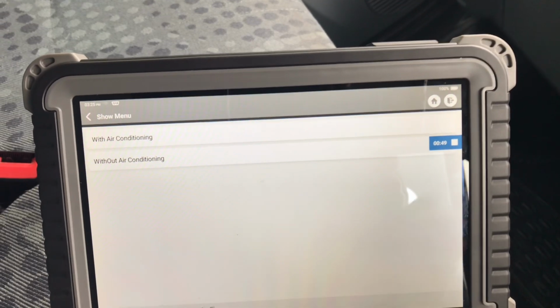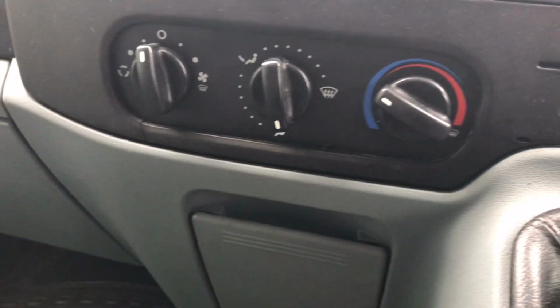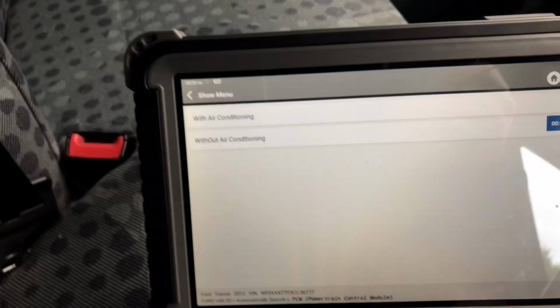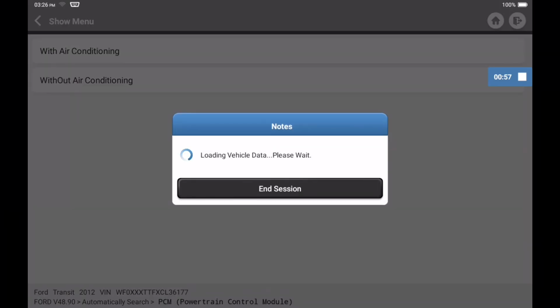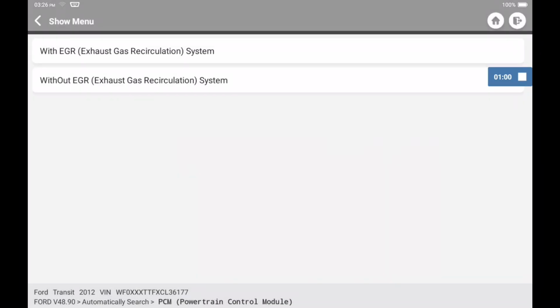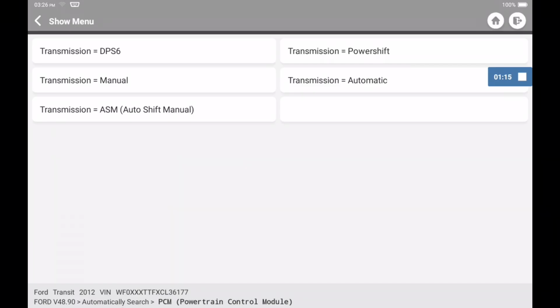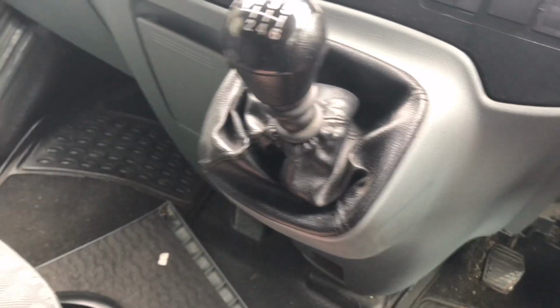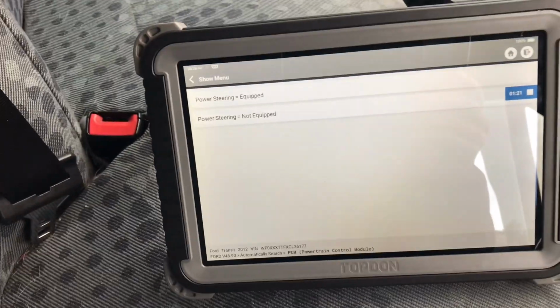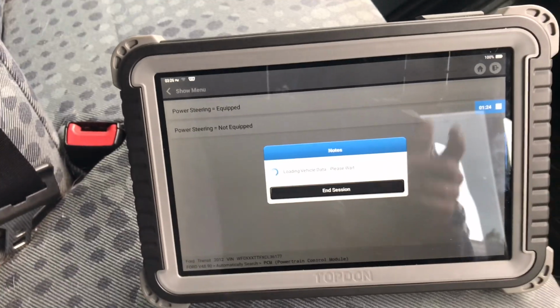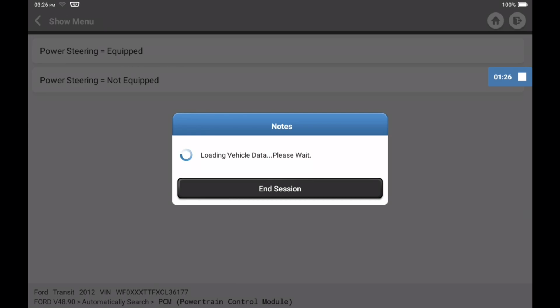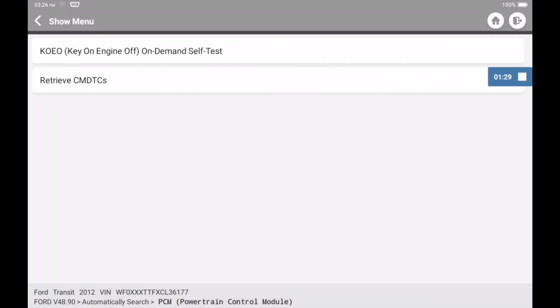With air conditioning, let me see. No, there's no air conditioning on this, so it's without. With EGR, well, I would imagine it has an EGR. It's a manual. Power steering, yes. So many questions. Read fault codes. Retrieve.